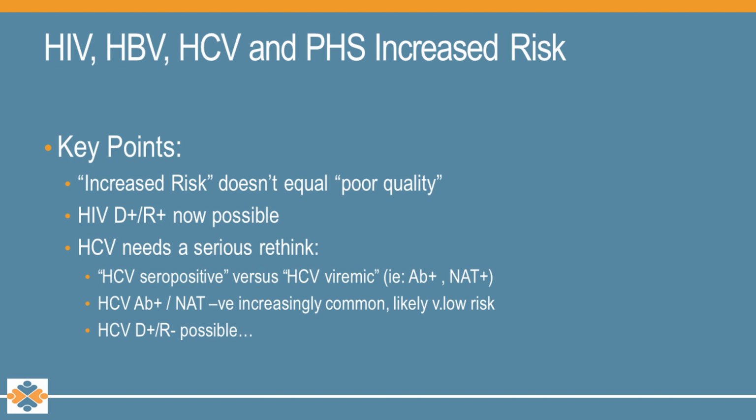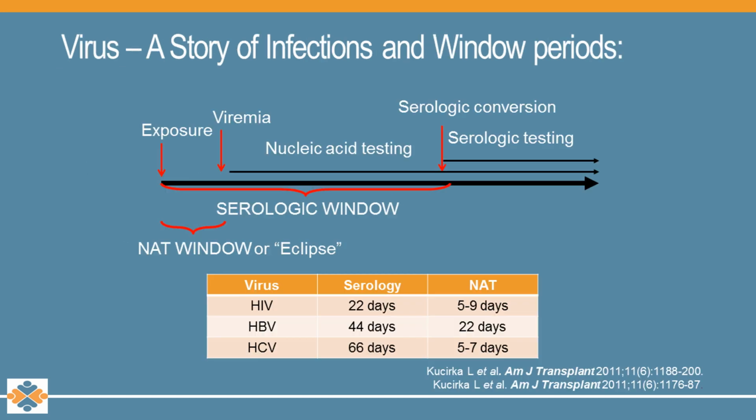Whereas actually these days I think most people would say there's a dramatic difference between the donor who's antibody positive and NAT negative, i.e. cleared, versus the donor that's still viremic. And so I think you'll increasingly see people trying to talk about donors being HCV viremic versus HCV seropositive, or truly HCV negative, and consider those as different risk strata.